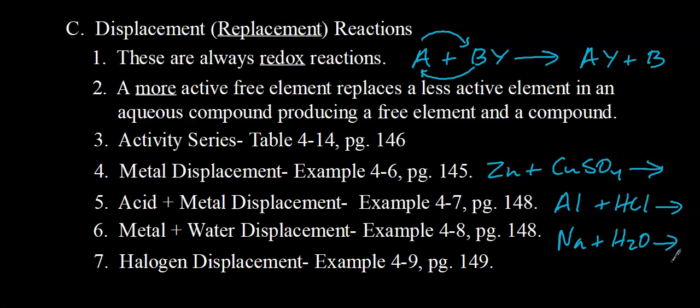So let's take a look at an example. In this case, the chlorine, being a halogen or nonmetal, is going to replace the halogen or nonmetal in the compound. So chlorine and iodine trade places. Your products are sodium chloride and solid iodine.